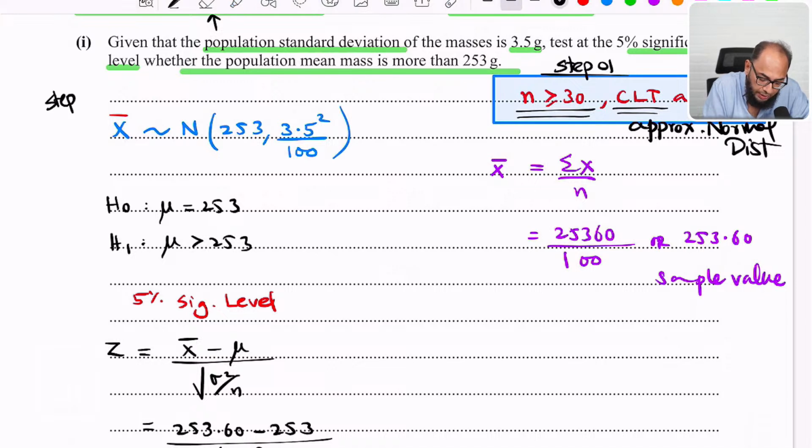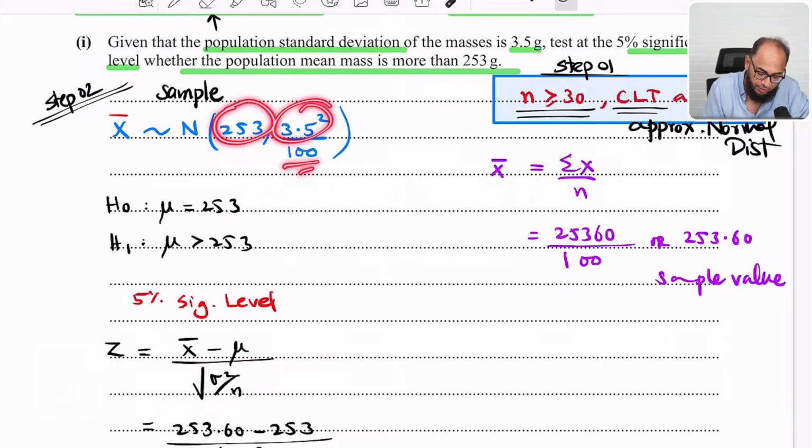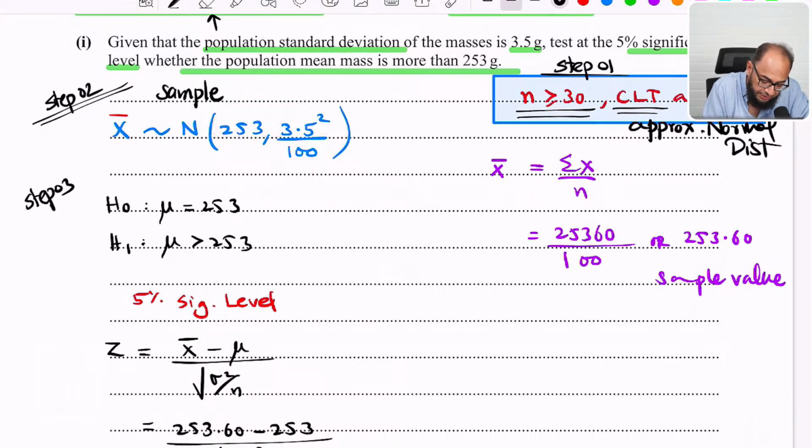Step number 2 is the distribution of the sample mean. X bar follows a normal distribution. The mean remains as it is, and the variance is divided by the number of samples. Step number 3 is write down the hypothesis. So what is the hypothesis? Mu is 253 and mu is greater than 253, because it's an upper tail test.